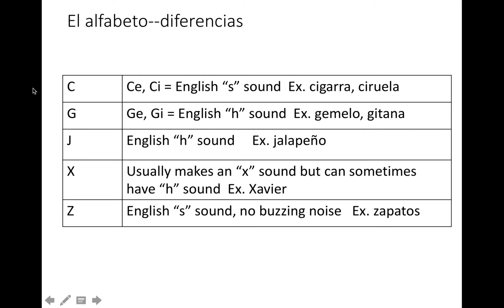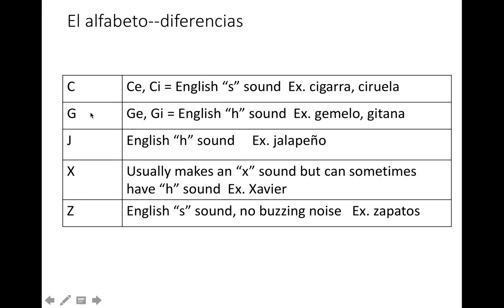Certain differences in the alphabet. You can see here the CE and CI. These vowels affect both the C and the G. The E and the I are affected by them. They make an S sound. They soften the C. All the other ones, CA, CO, CU, will make a K sound, but CE and CI will sound like an S. Por ejemplo, cigarra, ciruela. GE, GI will have an H sound. So we have an H sound, but it's not with the letter H. So watch out for that.